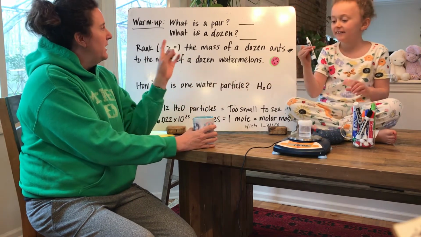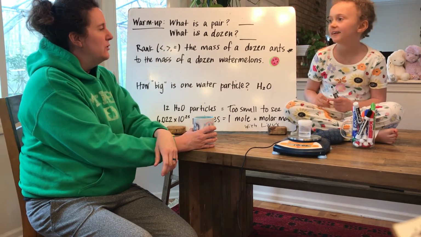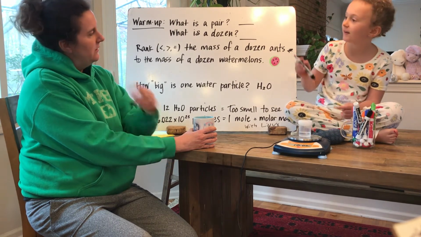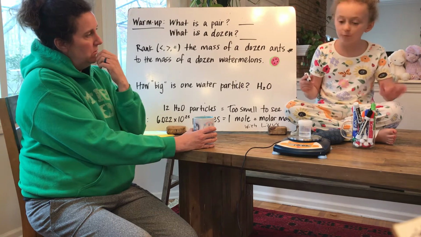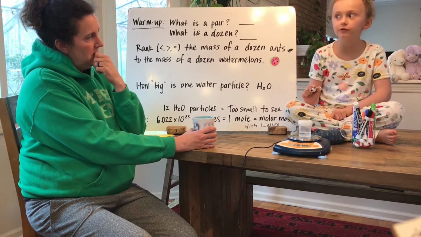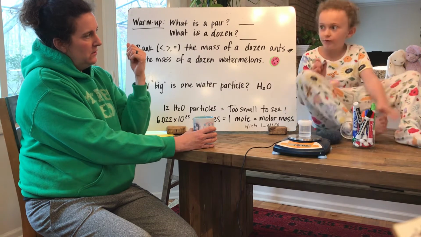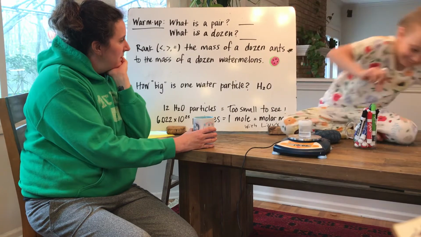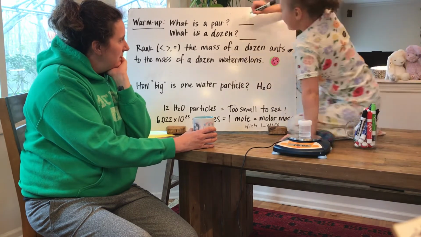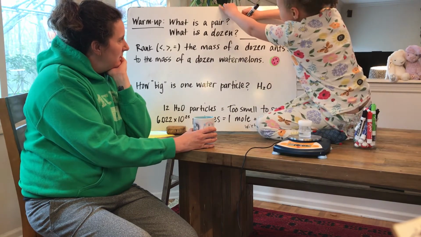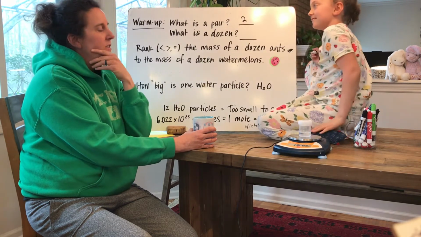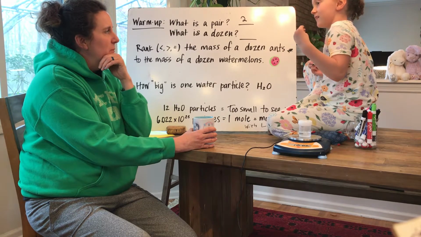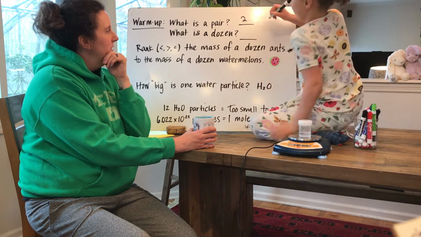Libby, can you tell me what a pair of shoes would be equal to in numbers? 2. Yeah. Because it wouldn't be one pair of shoes, it would be 1 shoe, 2 shoes. Can you put 2 on the board there? Okay, perfect. All right, so then if I asked you the question, how many eggs are in a dozen, what would you say? 12. Okay.